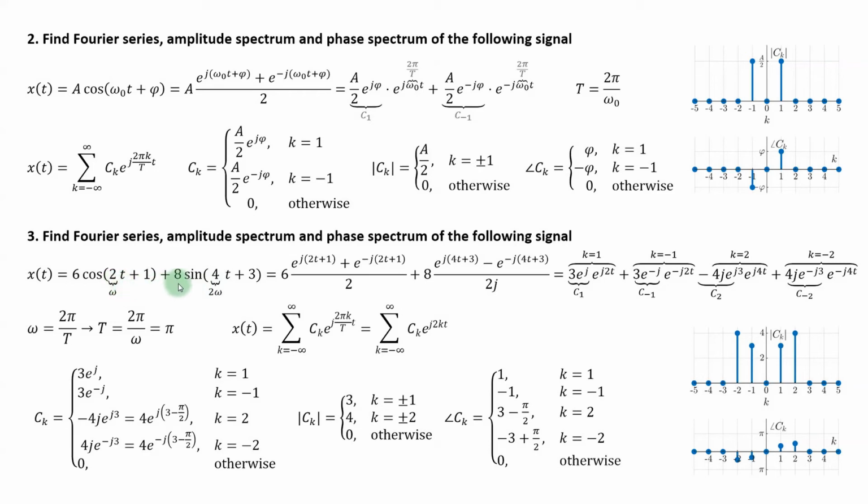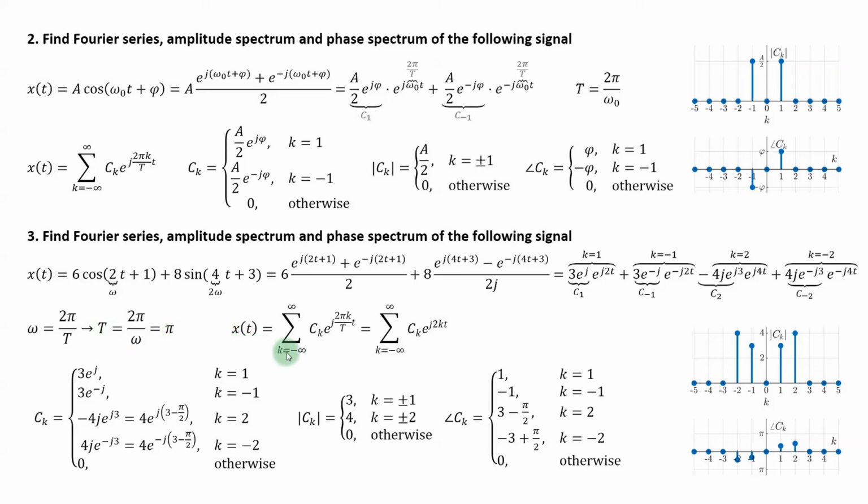That means that one of the periods of this sine is going to be the same as the fundamental frequency of this cosine. Thus, our signal will be periodic with this fundamental angular frequency. The fundamental period we can get from this expression. When we express T, we will get this formula, and when we substitute 2 for omega, we will get that our fundamental period is pi.